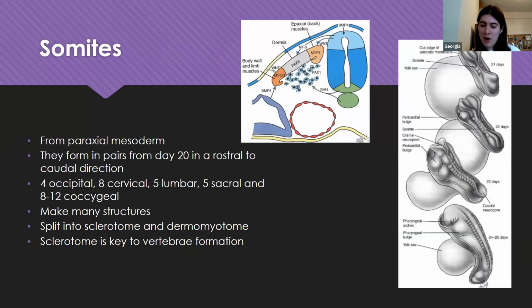So the next step of peripheral nervous system development relates to somites. Now, as we mentioned, the somites are derived from the paraxial mesoderm, and they form in pairs from day 20 of development in a rostral to caudal direction. You ultimately get 4 occipital, 8 cervical, 12 thoracic, 5 lumbar, 5 sacral, and 8 to 12 coccygeal. And they make quite a few structures. So they can be split into the sclerotome and the dermomyotome. The dermomyotome is all linked to the name, so this forms the dermis, connective tissue and fat, and the musculature of the limbs and body walls. And the sclerotome forms the vertebra. So that's what we're going to focus on now.